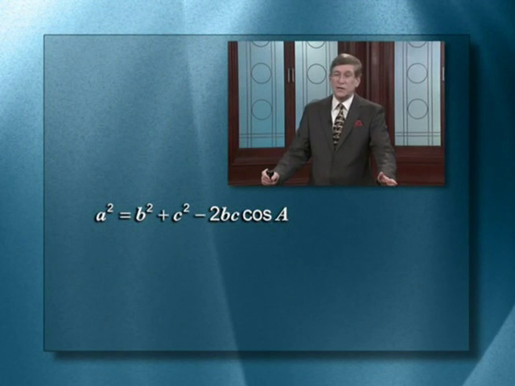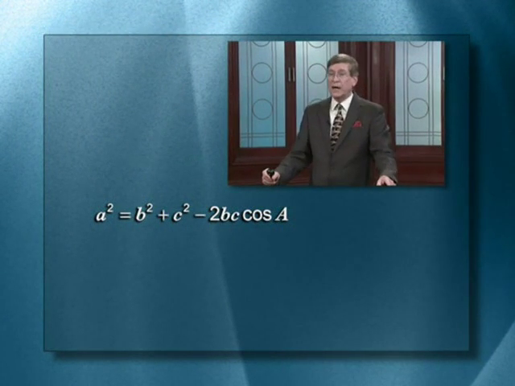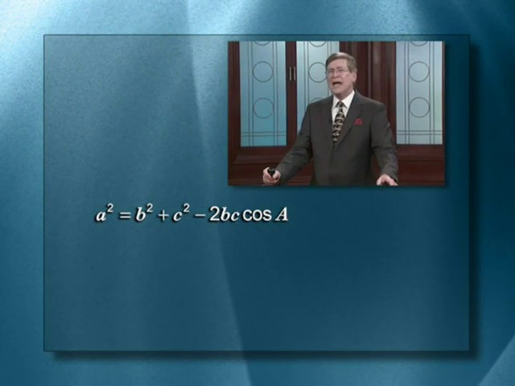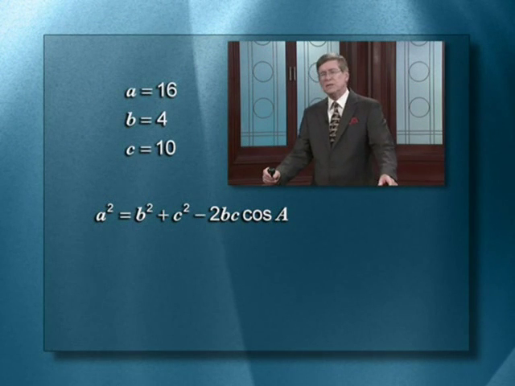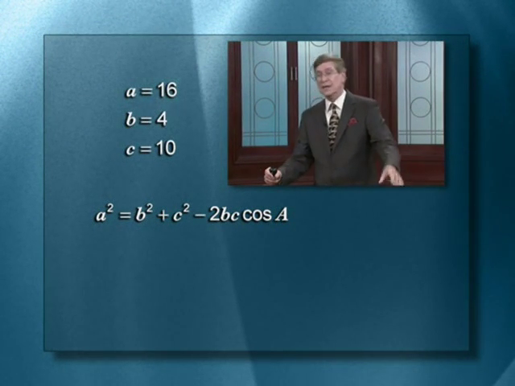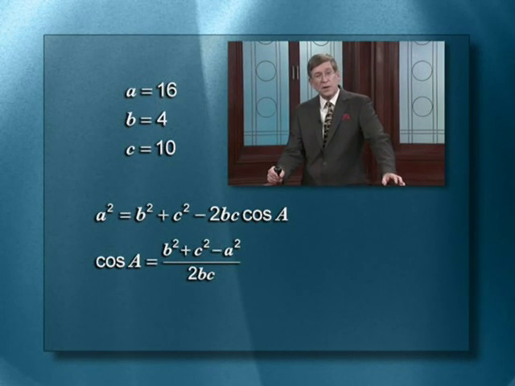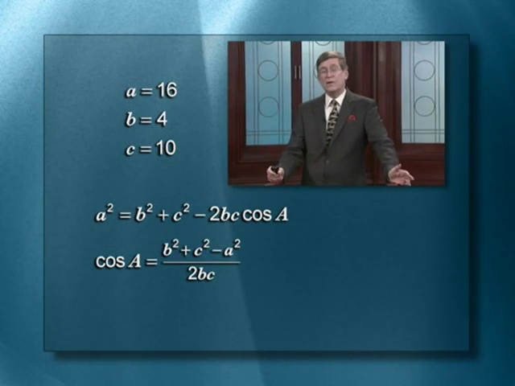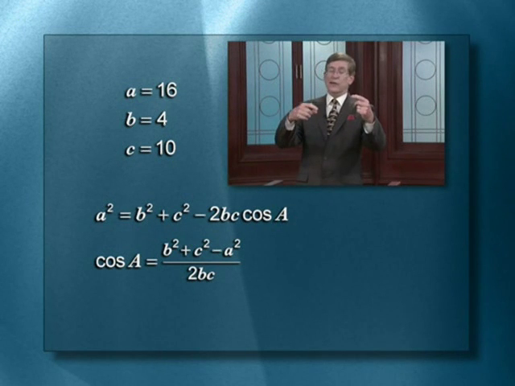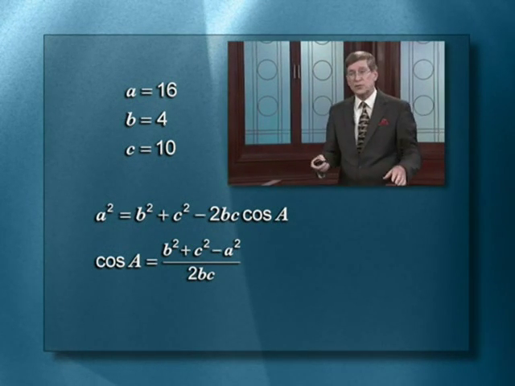We're given 3 sides: 16, 4, and 10. Well, a squared equals b squared plus c squared minus 2bc cosine a. And why don't I label a 16, b 4, and c 10? Let's plug them in. Cosine a equals b squared plus c squared minus a squared divided by 2bc. That's that alternate form of the law of cosines.